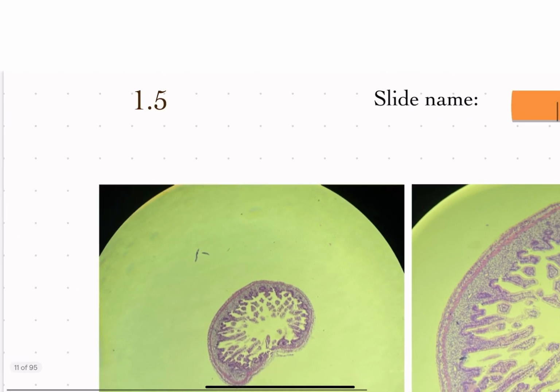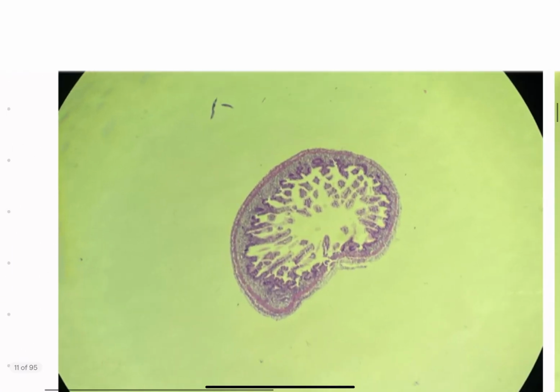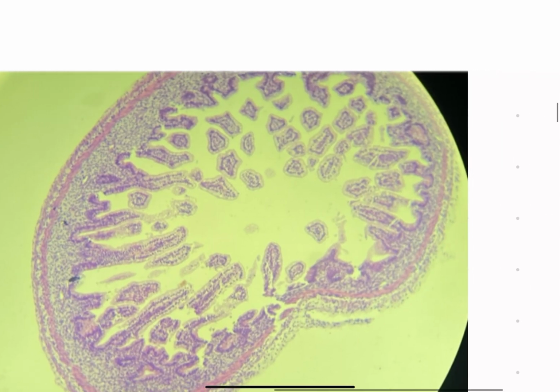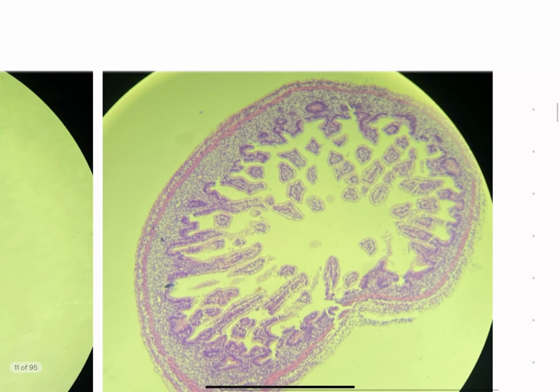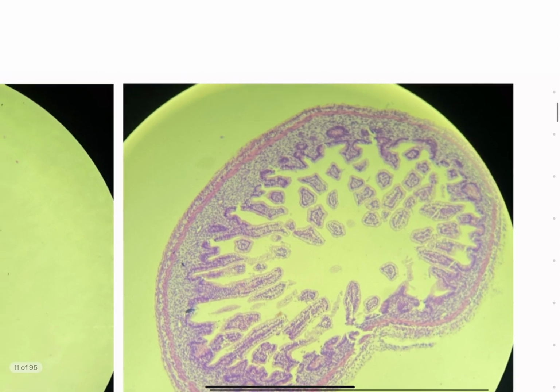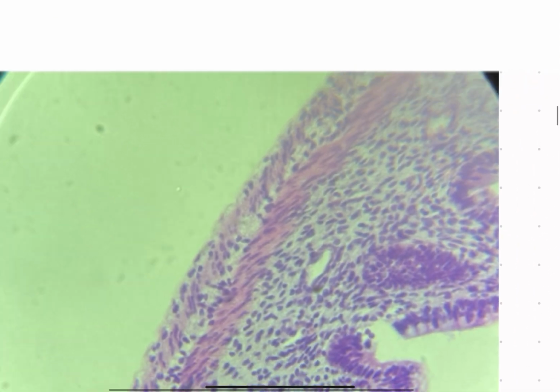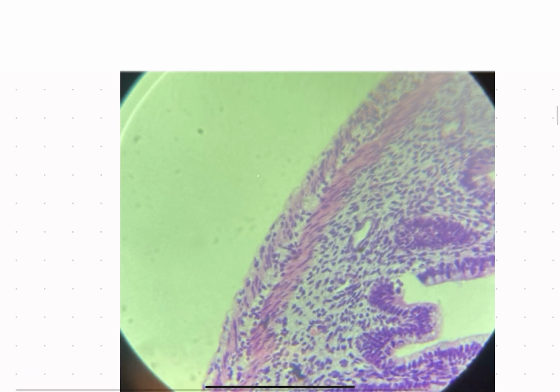Next slide, we're on 1.5, we see this. And then zoomed in, we see something like this. Now please write down the slide name before we zoom in any further. Now we go towards the top part of this slide and we see something like this. Please write down the name of this structure.